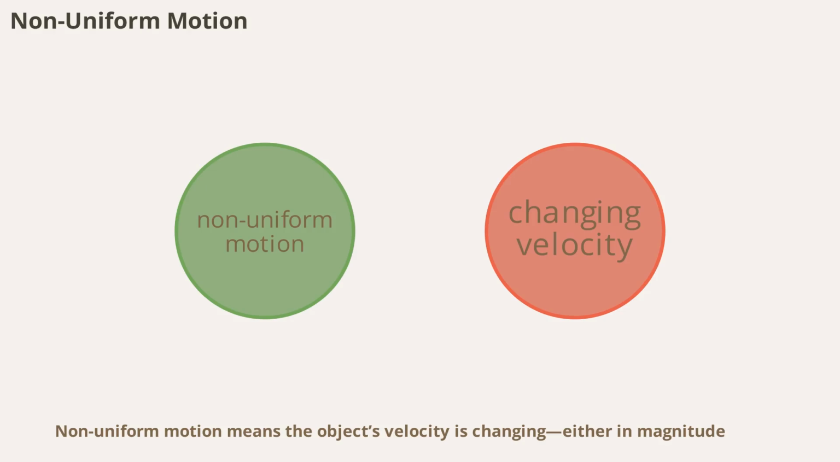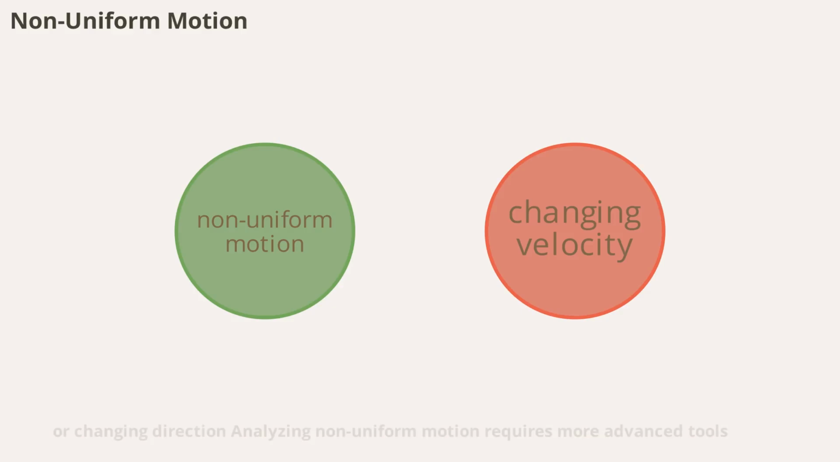Non-uniform motion means the object's velocity is changing, either in magnitude, direction, or both. This could be due to speeding up, slowing down, or changing direction. Analyzing non-uniform motion requires more advanced tools like acceleration and the equations of motion.